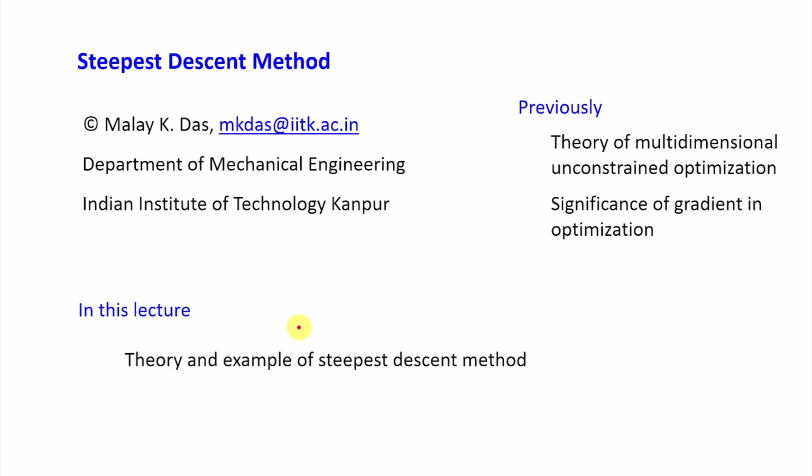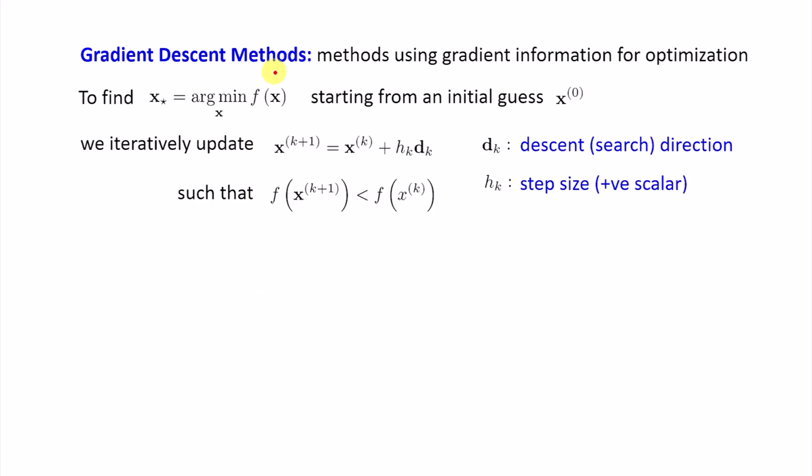In this lecture, we will look at the theory of one of these gradient descent methods, that is known as the steepest descent method. We will also solve one problem, at least part of the problem, using the steepest descent method. Gradient descent method is a family of methods. This is not one method. The commonality here is that all such methods use gradient information for optimization.